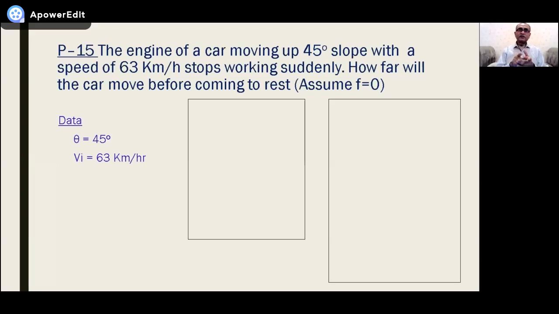Secondly, we have to convert hours into second. So there are 60 minutes in each hour and 60 seconds in each minute. So if you want to convert hours into seconds, you have to multiply the number by 60 into 60. 60 into 60 means 3600. Simplifying it, we'll get 17.5 meter per second.